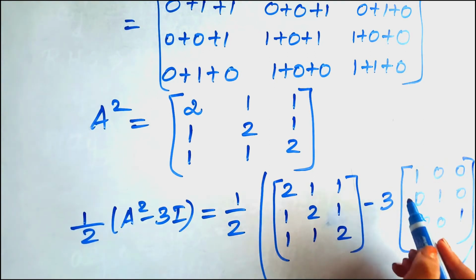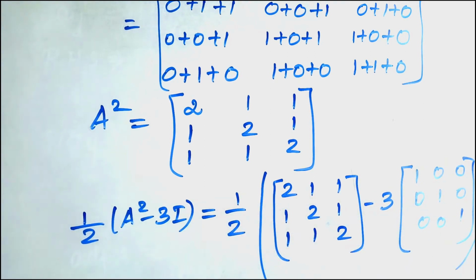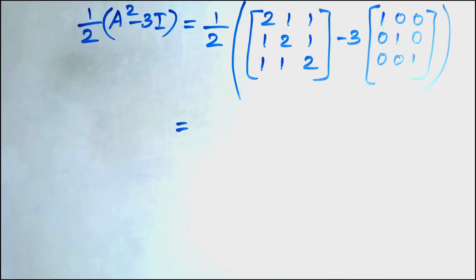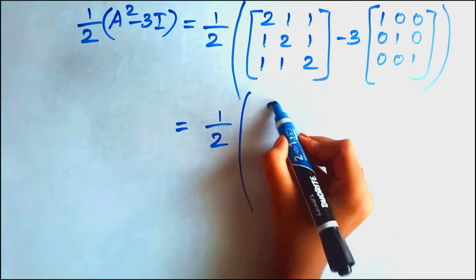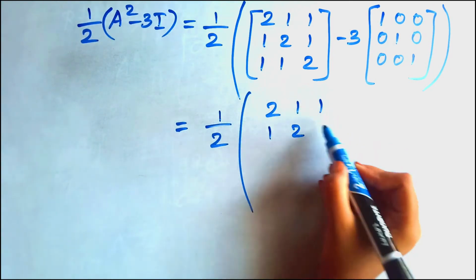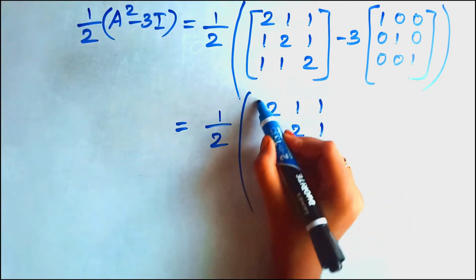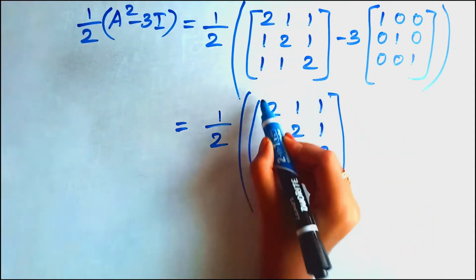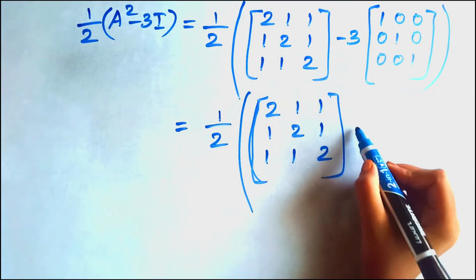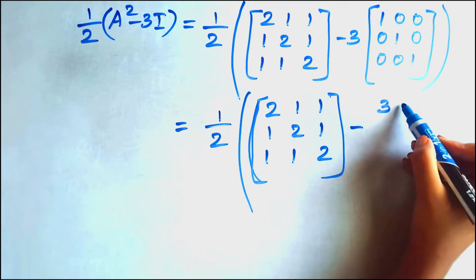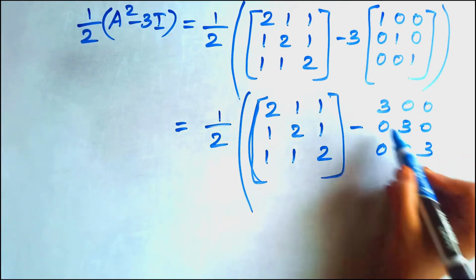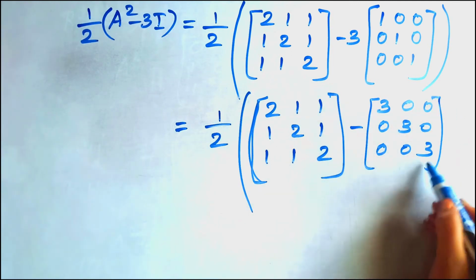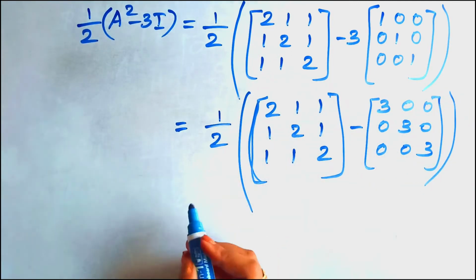So now let's multiply 3 inside this matrix. Now let's write 2, 1, 1, 1, 2, 1, 1, 1, 2. So I have written the given part here. Now we have to multiply 3 inside, so that we'll get 3, 0, 0, 0, 3, 0, and 0, 0, 3, right? Now let's subtract these two matrices.